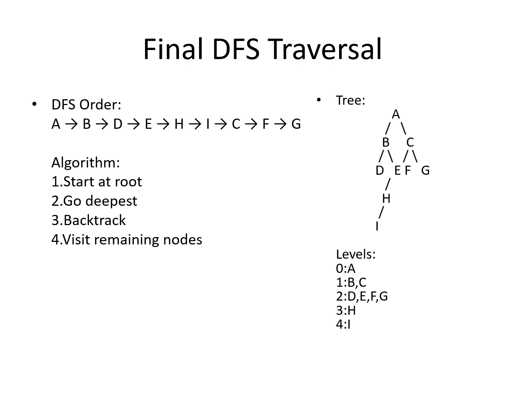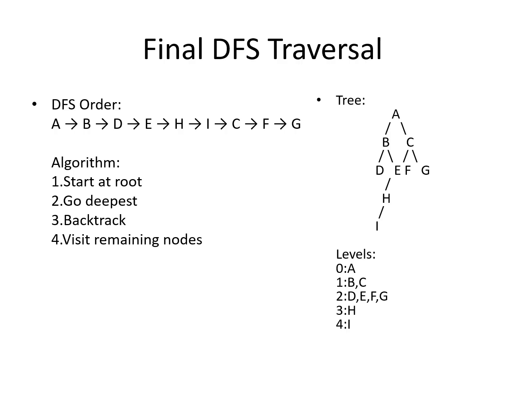A followed by B, then B followed by D, then D followed by E, followed by H, then H followed by I, followed by C, and then C followed by F, followed by G. This is the DFS method of ordering. This is the tree, as a basic tree, and based on it we can do the DFS. This is the level based. This is the algorithm flow.